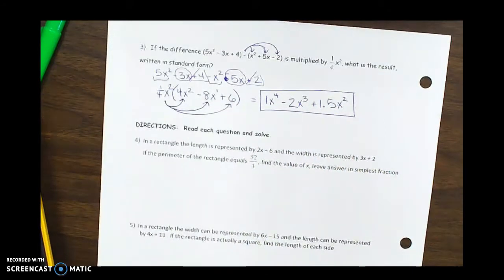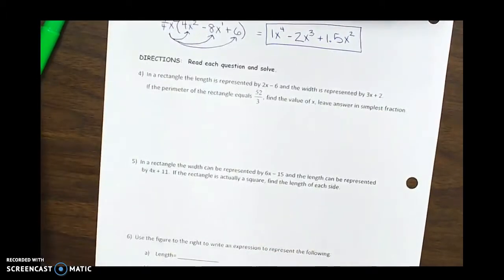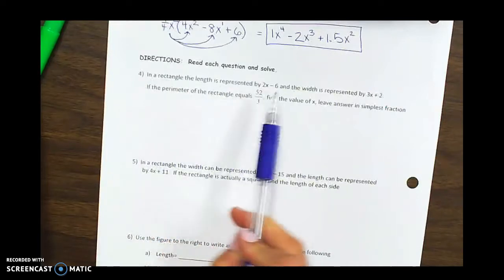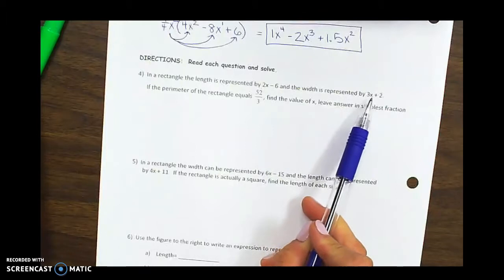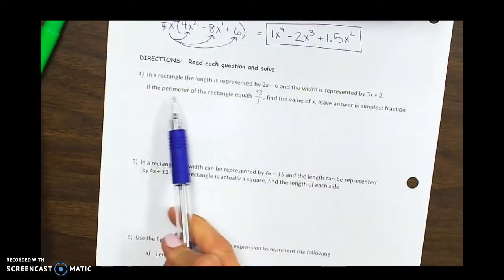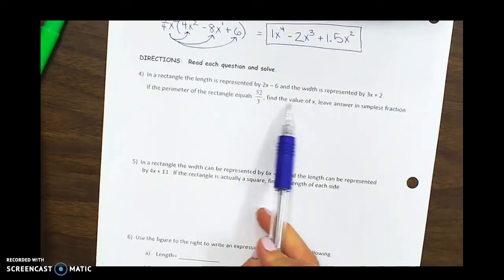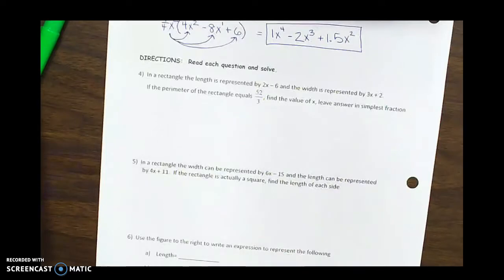Okay, second part of today's goal was to be able to use polynomials to represent our geometric shapes. So let's take a look at 3 different word problems. So number 4, in a rectangle, the length is represented by 2x minus 6, and the width is represented by 3x plus 2. If the perimeter of the rectangle equals 52 over 3, find the value of x. Leave your answer in simplest fraction.